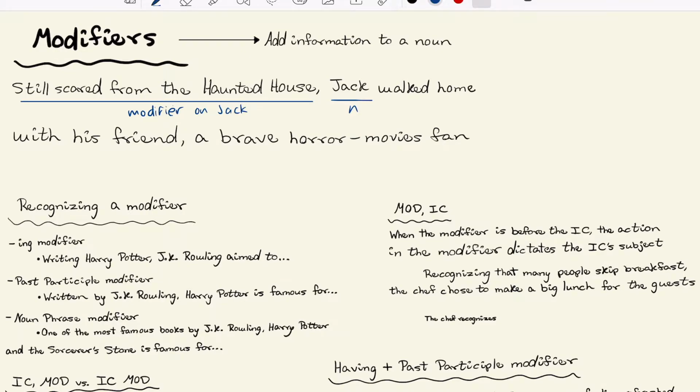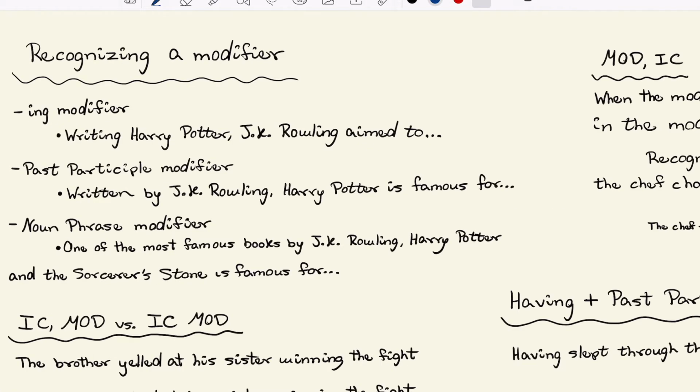And the second part of the sentence, "with his friend, a brave horror movies fan." "A brave horror movies fan" would be the modifier on the friend, because in this case, the friend is a noun, and "a brave horror movies fan" is describing the friend.